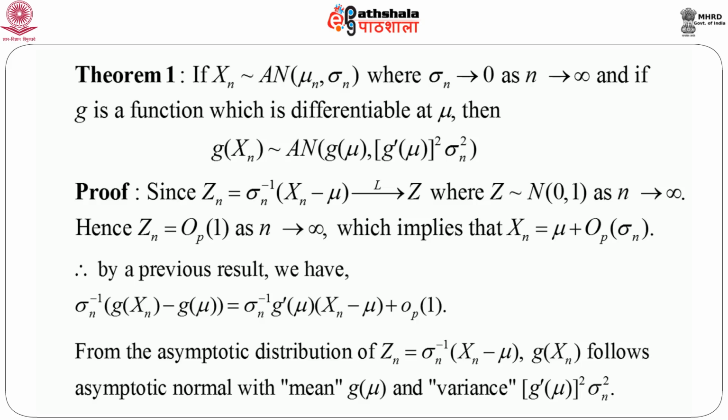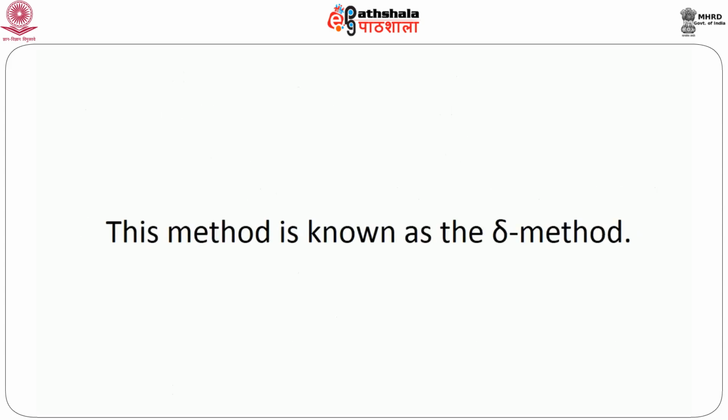Again, from the asymptotic distribution of Zn equals to sigma n to the power minus 1 into (Xn minus mu), it is clear that g of Xn follows asymptotic normal with mean g(mu) and variance g prime(mu) whole square sigma n square, which follows immediately from the previous line. So this method is known as the delta method. Basically, the proof of the delta method is a direct consequence of a few results in orders in probability and a Taylor's expansion. But this delta method has immense importance in statistics, especially in the large sample theory.